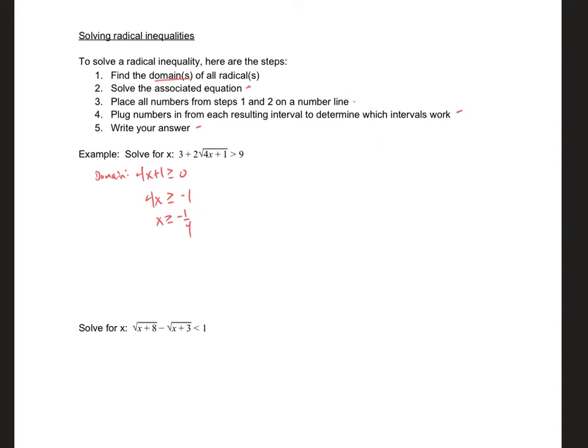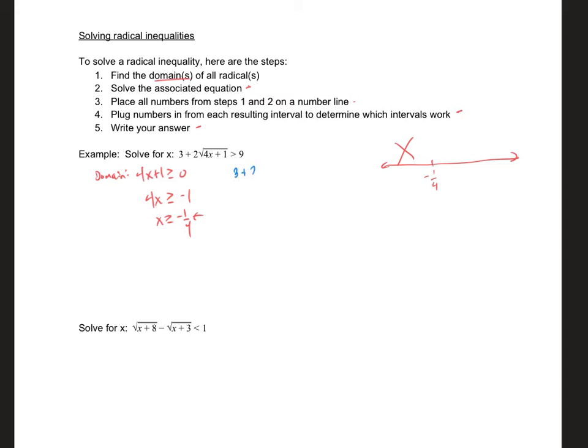So I'm going to draw a number line, and I'm going to put negative 1/4 on the number line. Now, anything that's not greater than or equal to negative 1/4 is not in the domain of this thing at all. So automatically, I know that part is not going to work in the inequality because it's not part of the domain. So when I go to check numbers, I don't even have to worry about that part of the number line.